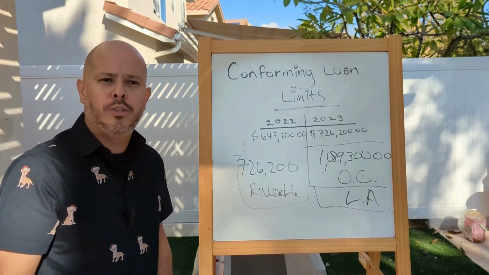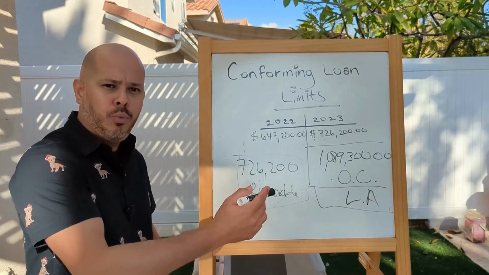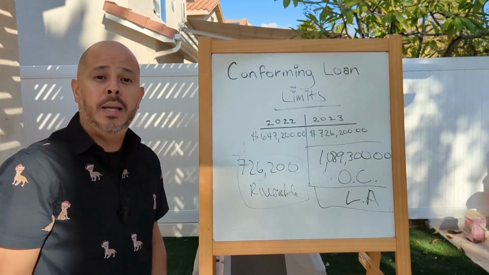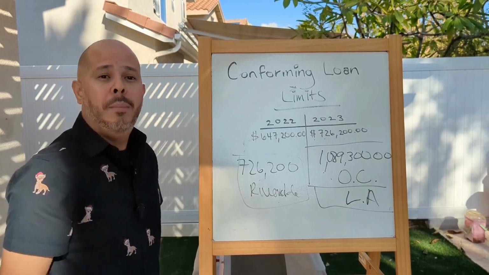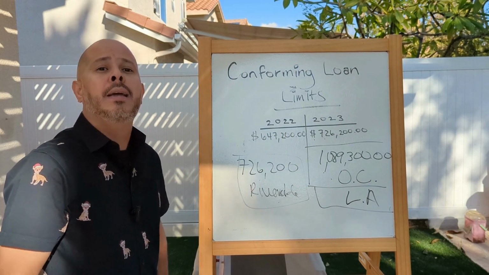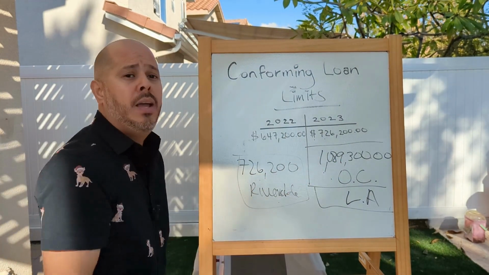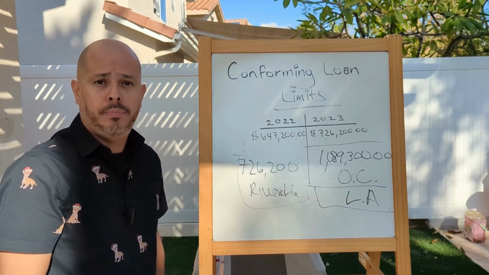Again, if you have more questions, please write them down in the comments. But I just wanted to give you a basic explanation as to what these conforming loan limits mean. If you ever hear conforming, that means it conforms to Freddie, Fannie Mae guidelines. Anything outside these numbers, higher, is going to be considered a jumbo loan.